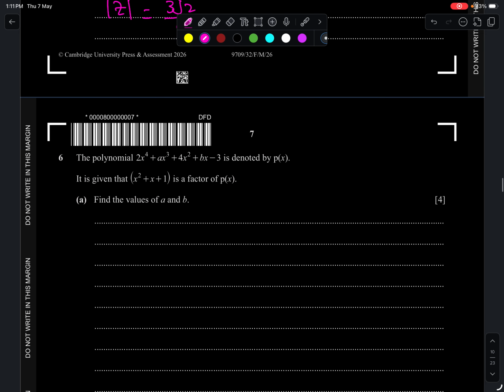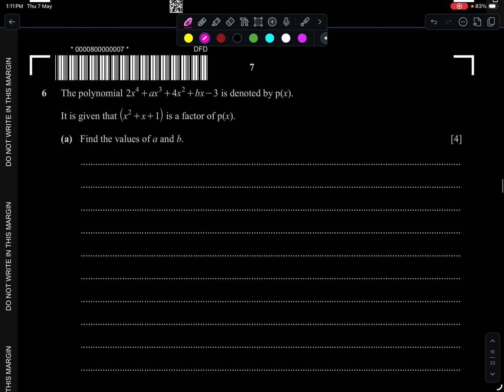Okay, next question. Question 6 of polynomial. The polynomial is denoted by p(x). It is given that this is a factor, find the values of a and b. Now see, there are two unknown constants. Since there are two unknown constants, always use the comparing the coefficient method. That's the hint.